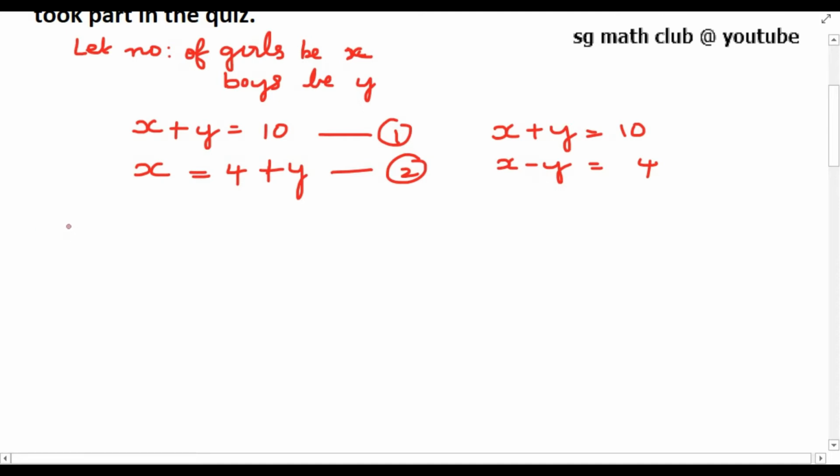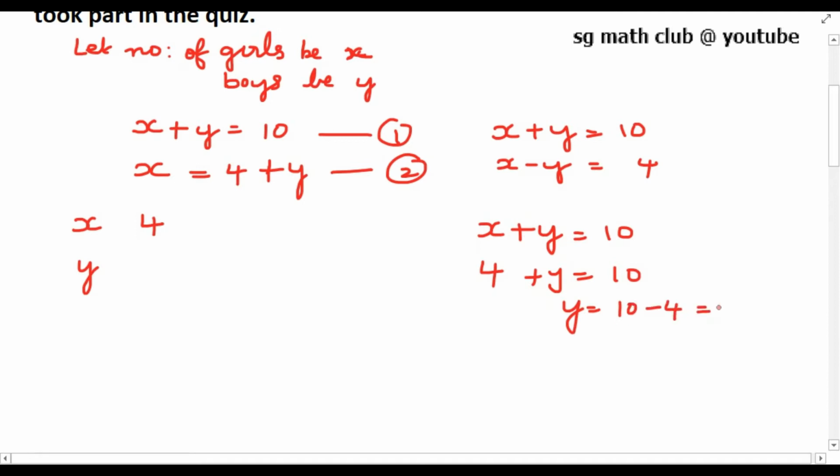Now we take the first equation. We will assign value for x and we will find out value for y. So first equation is x plus y equal to 10. If I am giving the value 4 for x, what will be the value for y? 4 plus y equal to 10. So y will be equal to 10 minus 4, which is equal to 6.